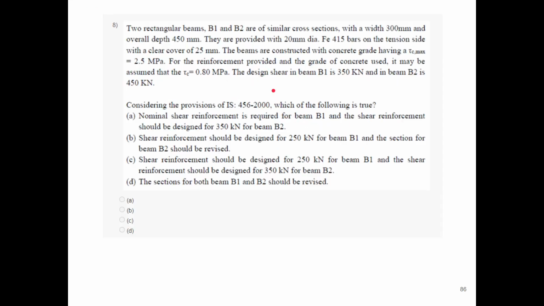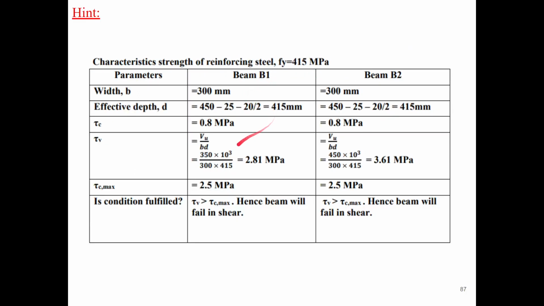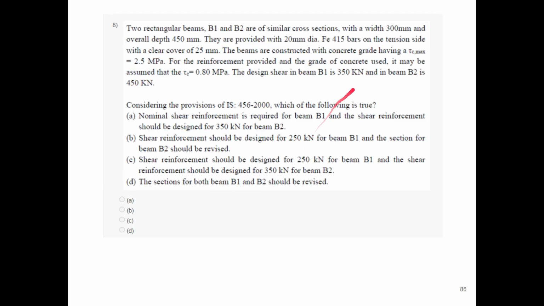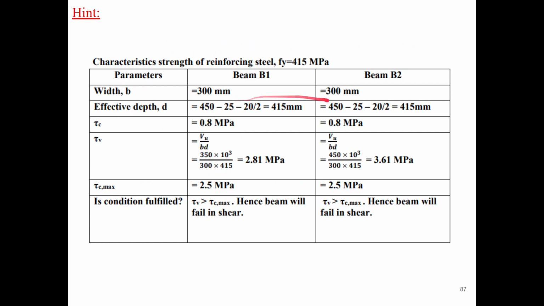Tau V value will be different. For beam B1, it will be 350 into 10 cube by 300 into 415, which is 2.81 megapascal. And for B2, it will be 450 into 10 cube by 300 into 415. So this comes to be 2.81 megapascal, and this to be 3.61 megapascal.